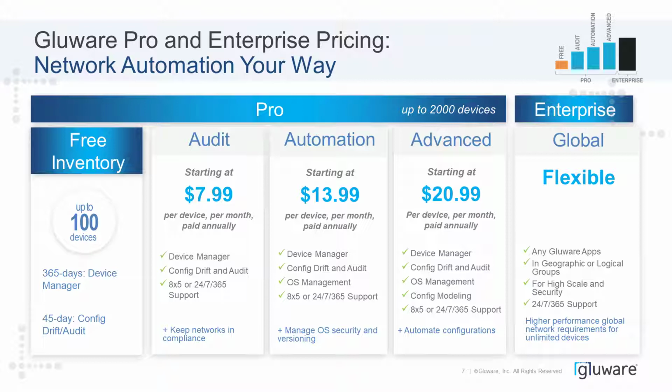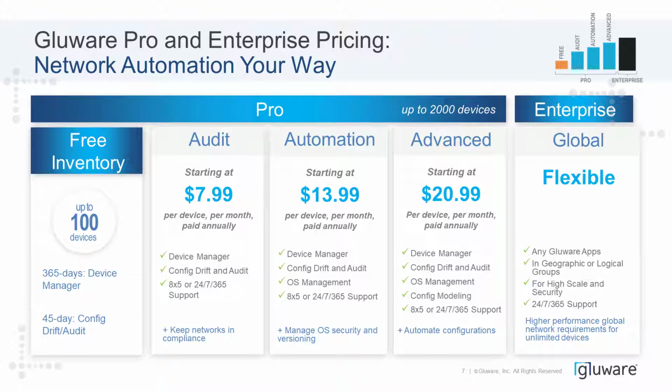Moving on into the tiers, as you move up into the audit tier at $7.99 a month per device, this now gives you the full suite with Device Manager and Drift and Audit. So now you fully own those applications to continue performing that inventory, performing drift and audit on an ongoing basis. Moving up to the next tier called Automation, this adds the OS Manager app to fully be able to automate operating system changes. And then finally, the Advanced app at $20.99 per device per month brings in really the full suite, adding in config modeling, which again is where we are automating your configuration in an intent-based declarative way.